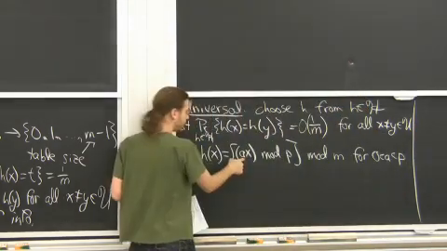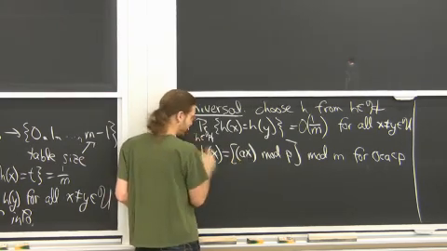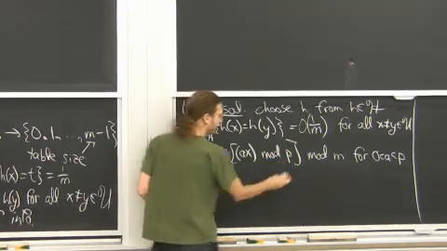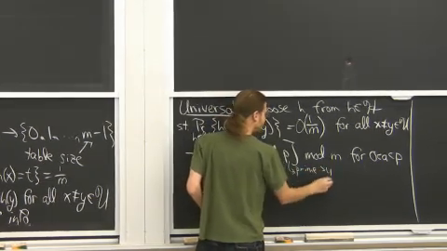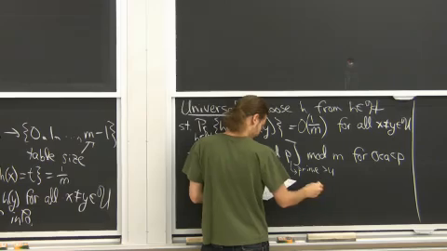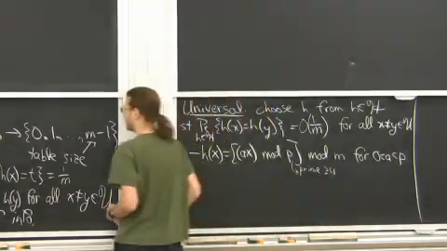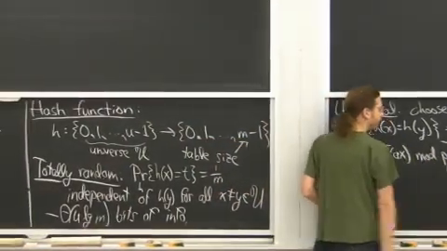You can take a random integer a, multiply it by x, integer multiplication. You could also do this as a vector-wise dot product, but here I'm doing it as multiplication modulo a prime. The prime has to be bigger than u, the universe. Maybe bigger or equal is fine. And then you take the whole thing modulo m.